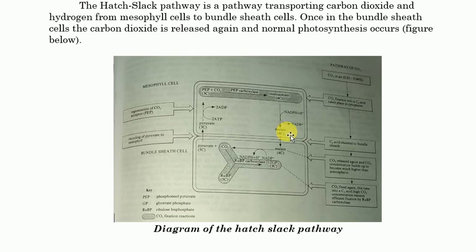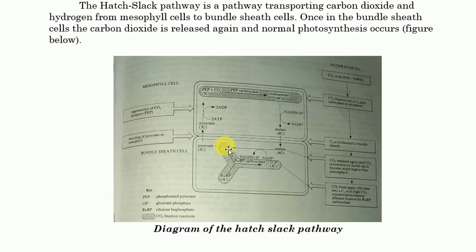So what happens here now? The malate undergoes what we call the shunt. So this is the malate shunt into the bundle sheath cell, and then in the bundle sheath cell the malate breaks down to release carbon dioxide, and the oxidized NADP gets reduced in the bundle sheath cell. So what is the net effect? The net effect is just the transport of carbon and hydrogen from the mesophyll cell to the bundle sheath cell.